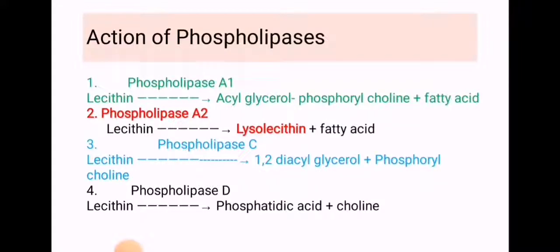Likewise, as I told, phospholipase A2 breaks down the lecithin into lysolecithin and fatty acid, whereas phospholipase A1 breaks the lecithin into acylglycerol phosphorylcholine and releases a fatty acid. Phospholipase C breaks down the lecithin into 1,2-diacylglycerol and phosphorylcholine. And phospholipase D breaks down the lecithin to phosphatidic acid and choline. Here you can see phospholipase C is also important, especially in signal transduction, which we will see later.